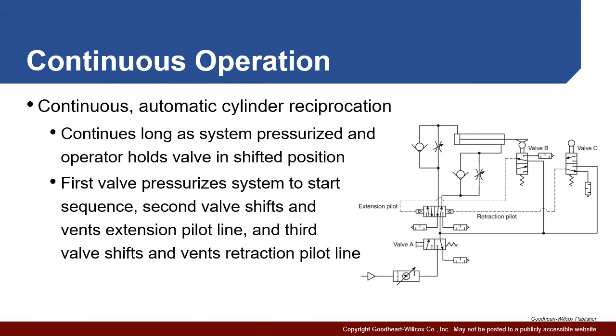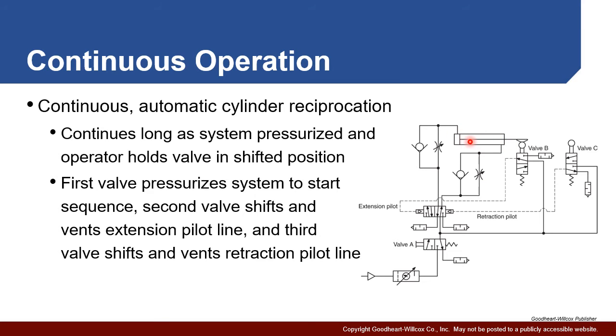So in this circuit, we want the cylinder to extend and retract essentially continuously. Right? We want it to have reciprocating motion. And essentially we're using two sets of the controls we had in the previous one. The operator would initiate the process by depressing valve A, right? So fluid is going to be directed into the circuit. It's going to come out here. It's going to start the cylinder retracting.